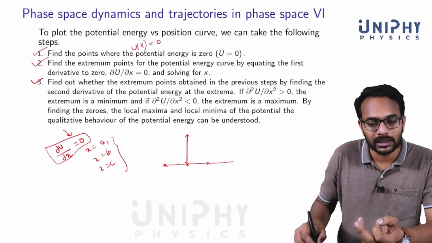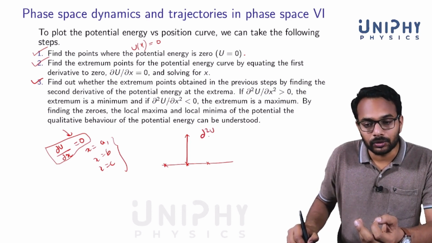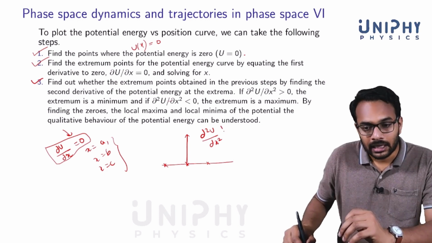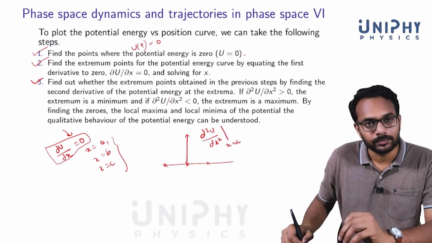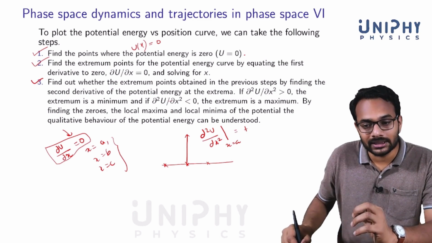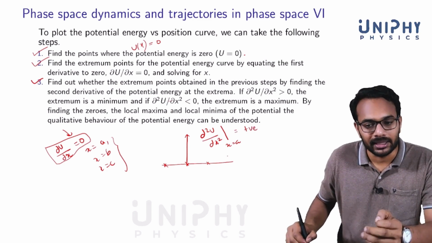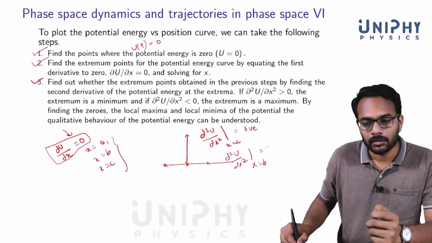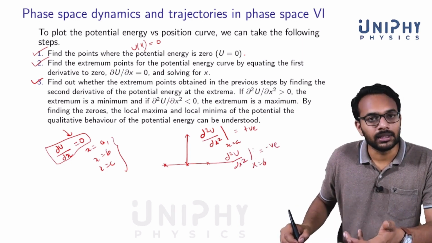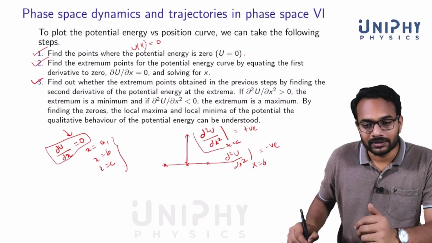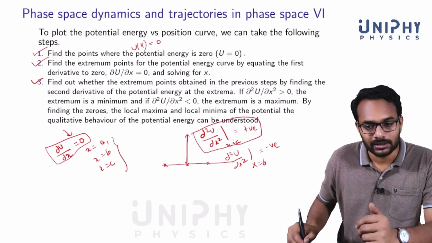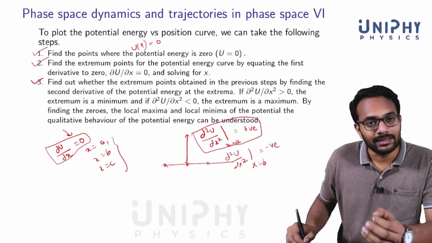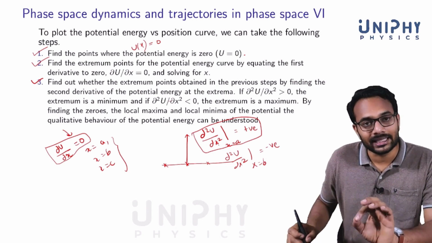What do you do for that? Now you find d²U/dx², the second derivative, and put x equal to a. If it's positive, then it's a minimum. If it's negative, then it's a maximum. This is the rule. We already have these extremum points, so you take each point and find the second derivative at that point.